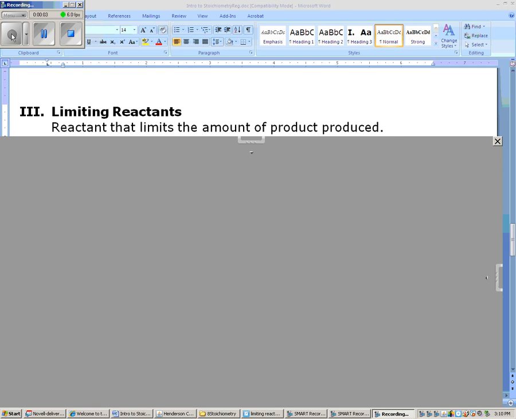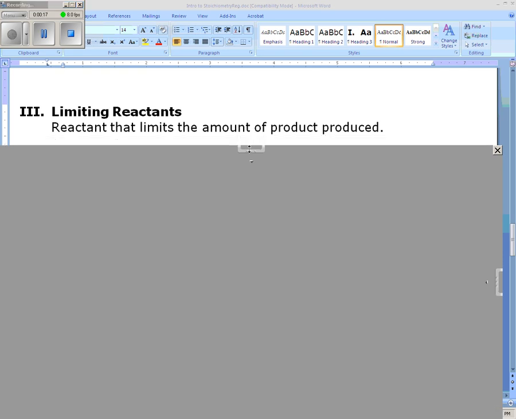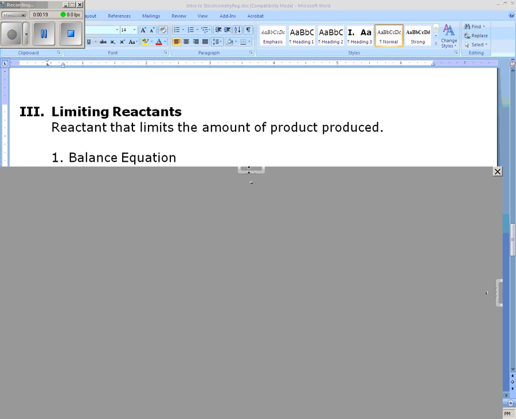Limiting reactant, that is the reactant that is going to limit the amount of product produced. That is the reactant that runs out first, and when that reactant runs out, no more product is going to be produced, and that reaction stops. So that's the importance of it and what it is. I'm going to run through the steps here on how to work a limiting reactant problem.